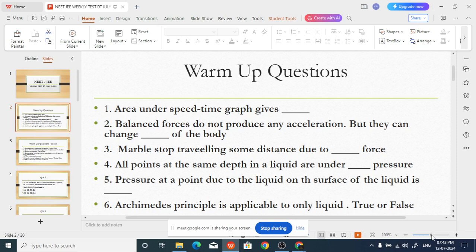It can change the shape of the body, isn't it? If there are forces on a body and the forces are balanced, then it will not move, but it can change the shape or size of the body. Okay, that is the answer. Go to question number 3.